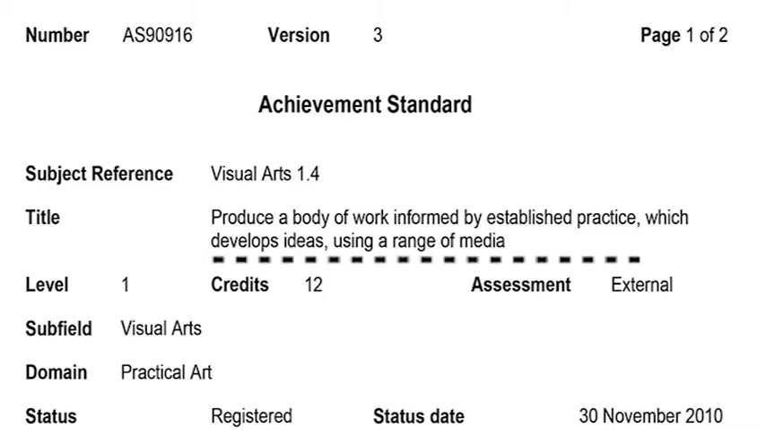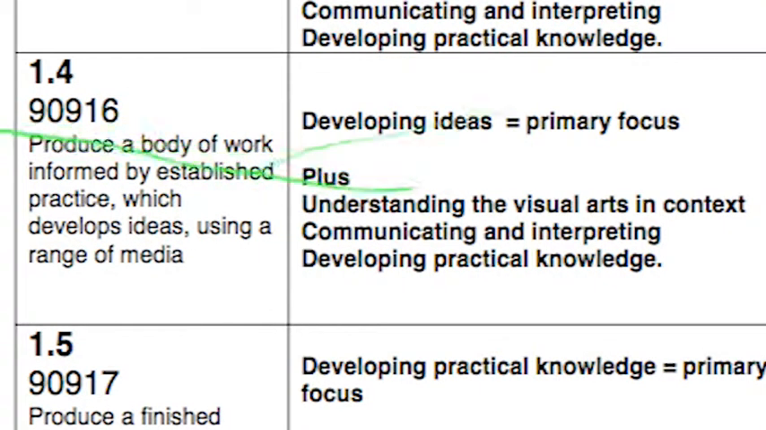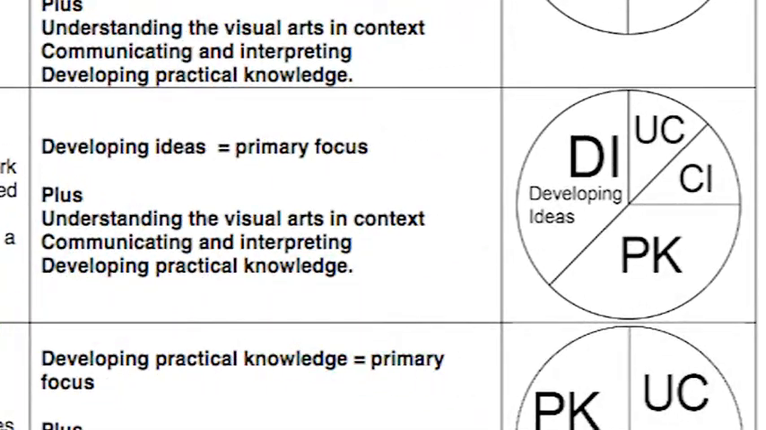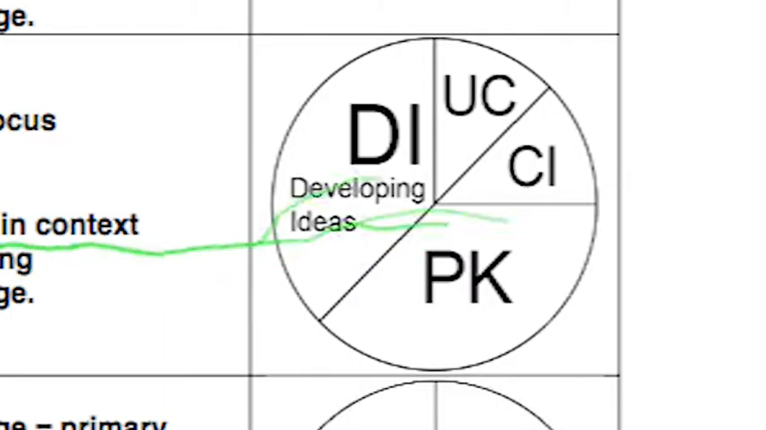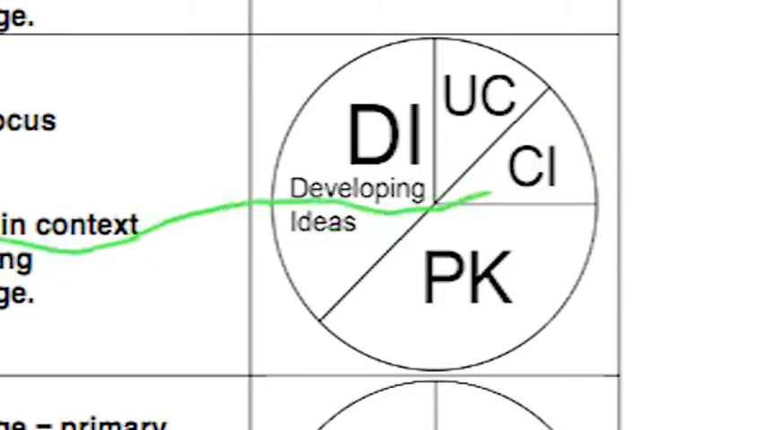The title is to produce a body of work informed by established practice, which develops ideas using a range of media. There are 2 main achievement objective strands for 1.4. 1. Developing ideas, and then 2. The application of practical knowledge. There are 2 minor achievement objective strands of 3. Understanding the visual arts and context, and 4. Communicating and interpreting your ideas.